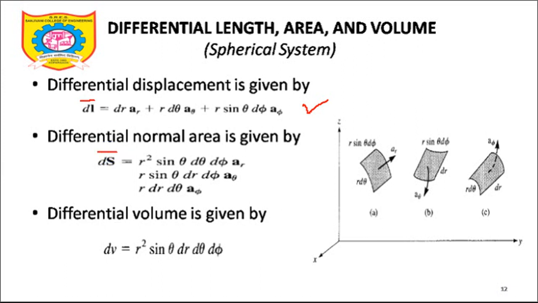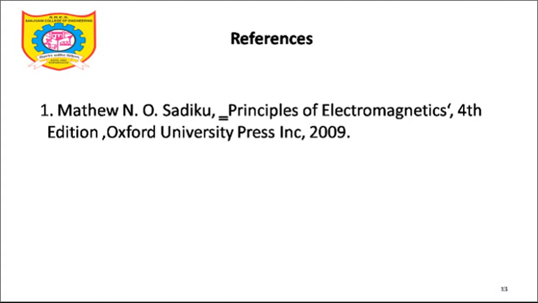Now, thanks to Matthew Sadiku's book, these are the references from which I have taken those diagrams: Matthew Sadiku, Principles of Electromagnetics. This is a basic textbook which we will be using till the 4th unit, meaning our first, second, third and fourth units. Almost 90% of the contents are taken from Matthew Sadiku's book. So that's it from my side.